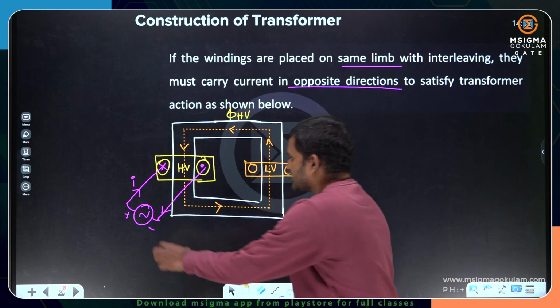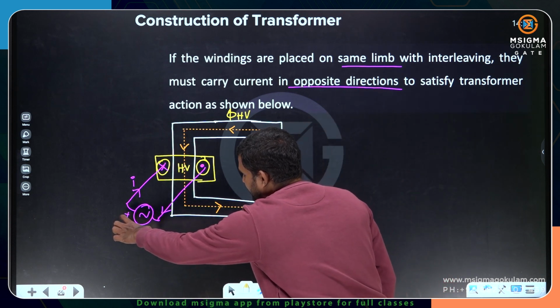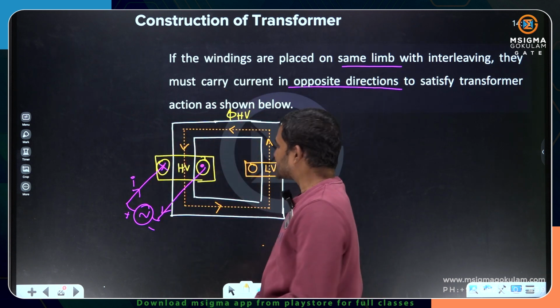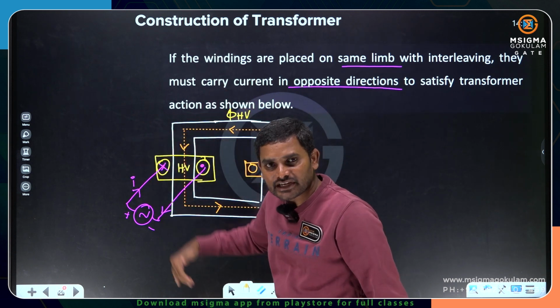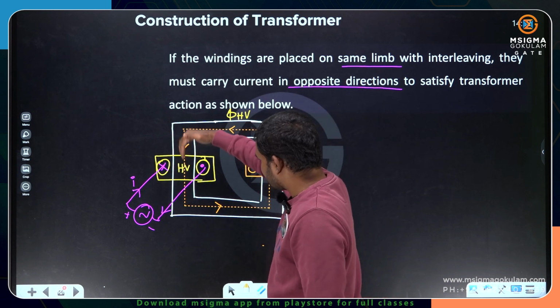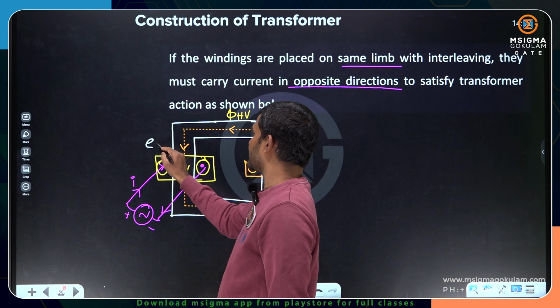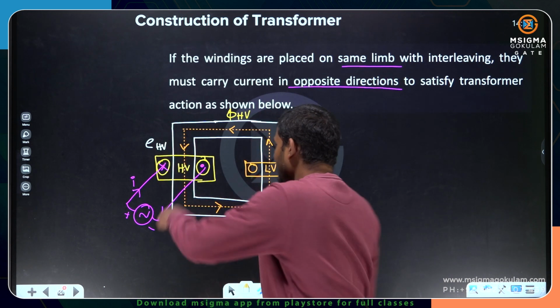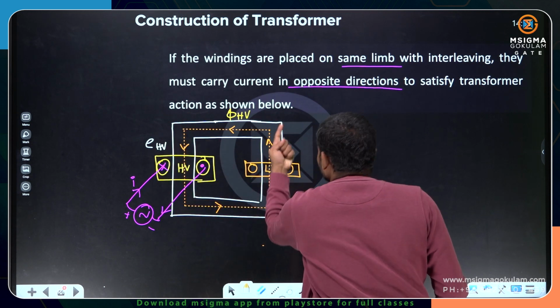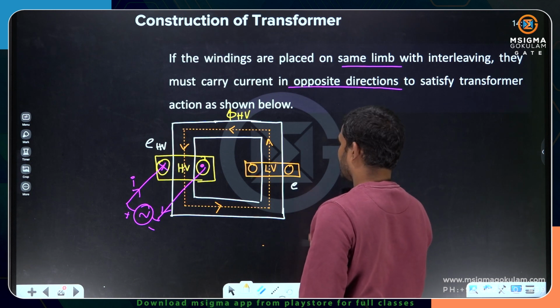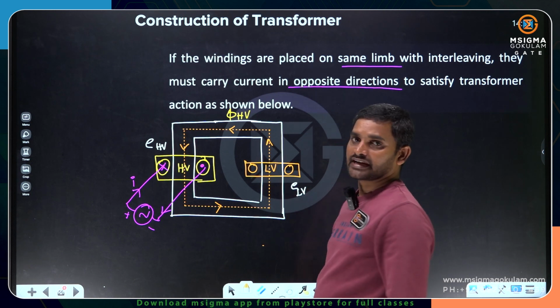Now, as the supply is time varying voltage, current is time varying, and hence the flux is also time varying. This time varying flux is linking with the high voltage winding. Therefore, an EMF induces in the high voltage winding, no doubt. The same time varying flux is also linking with the low voltage winding, and hence EMF will induce in the low voltage winding also.